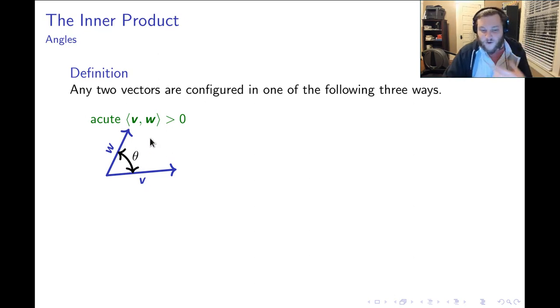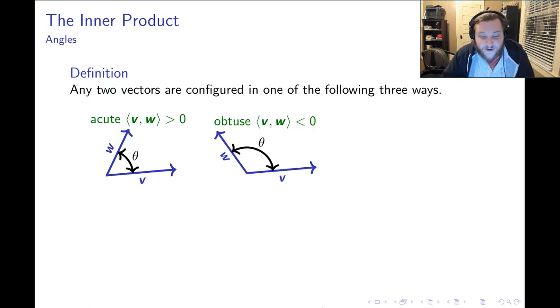And one way you can quickly figure this out is by taking an inner product of those two vectors and checking that you get a positive number. The two vectors might also be obtuse. This means that the angle between the two vectors is greater than pi over 2. And one way you can quickly check whether or not two vectors are obtuse is by taking their inner product and checking that you get a negative number.